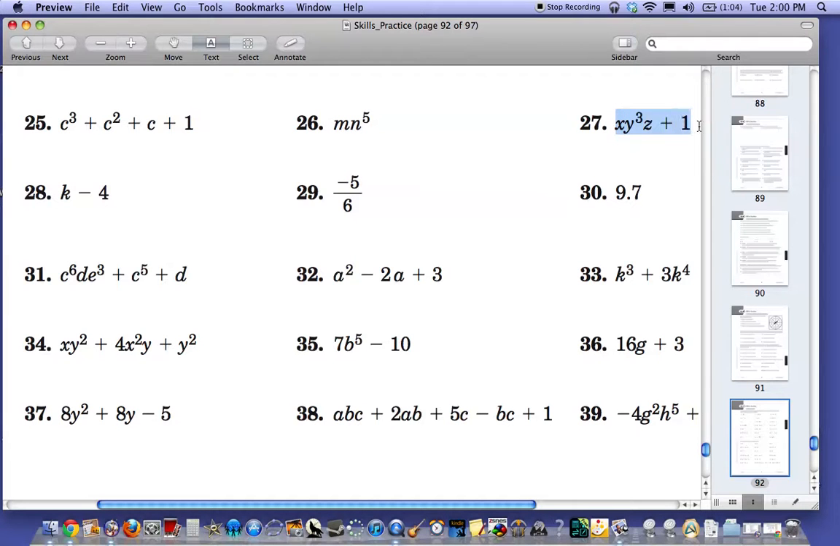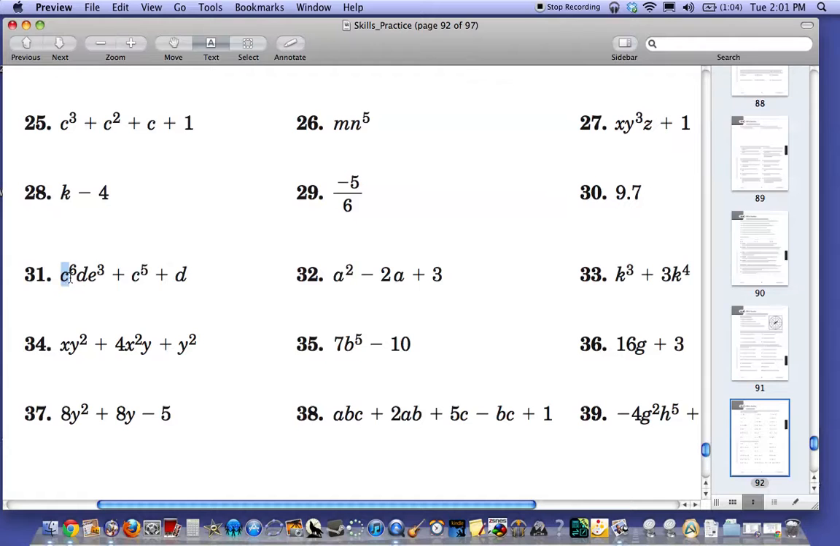Over here on 27, there is a degree of 5 because the x has a 1 and the z has a 1. And so 1 plus 3 plus 1 is 5. If you take a look at number 29, this has a degree of 0. If you have a constant, it counts as 0. The only exponents you're adding are exponents of variables. You don't add the exponents of constants.